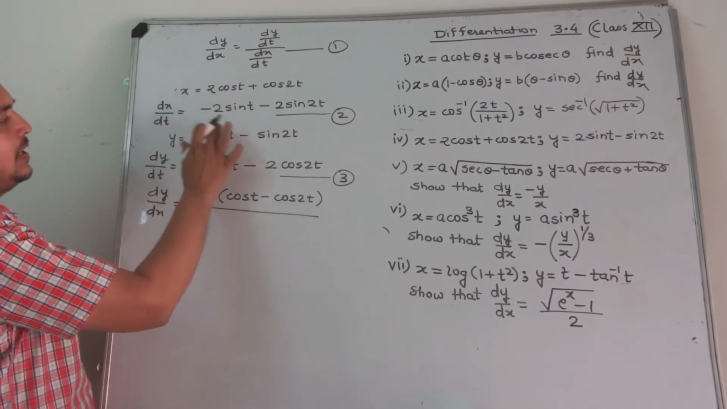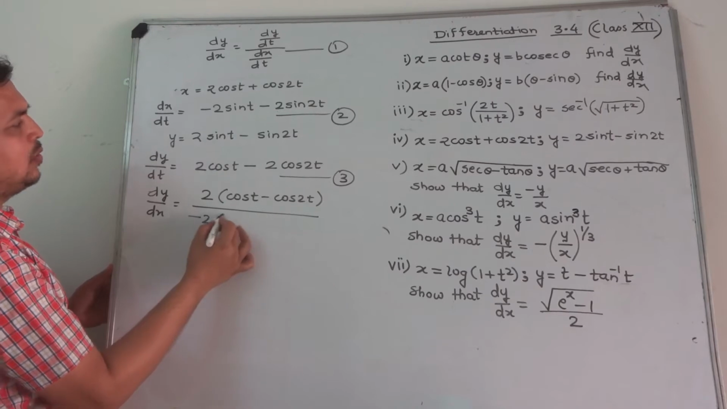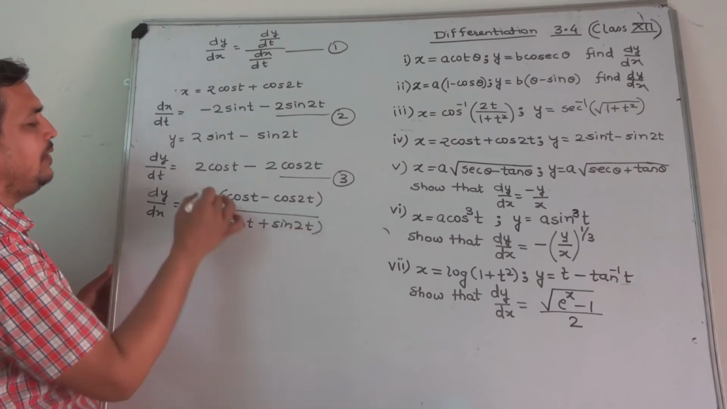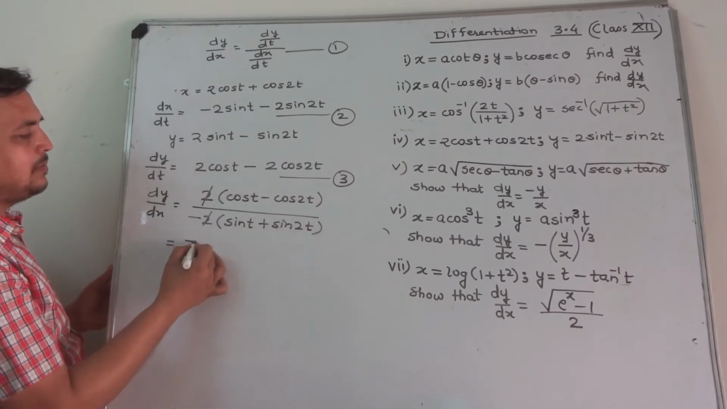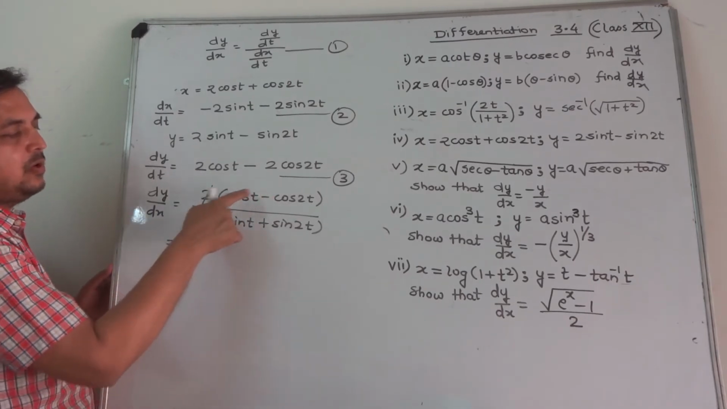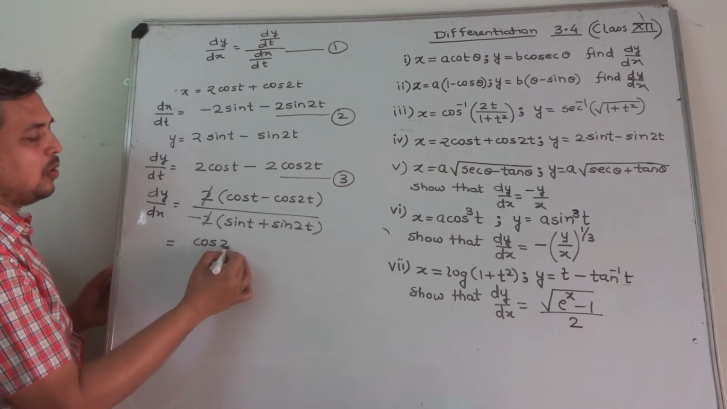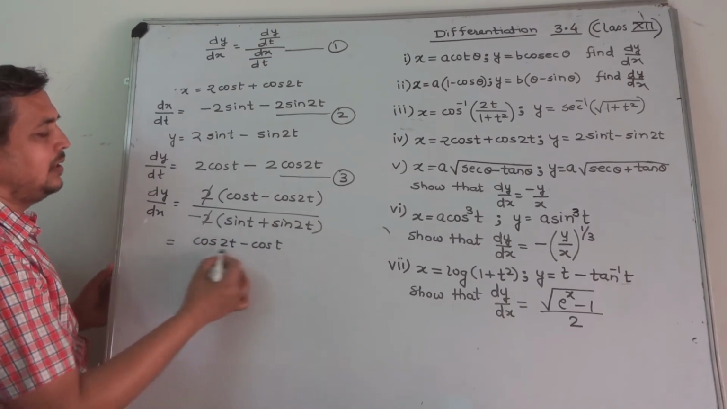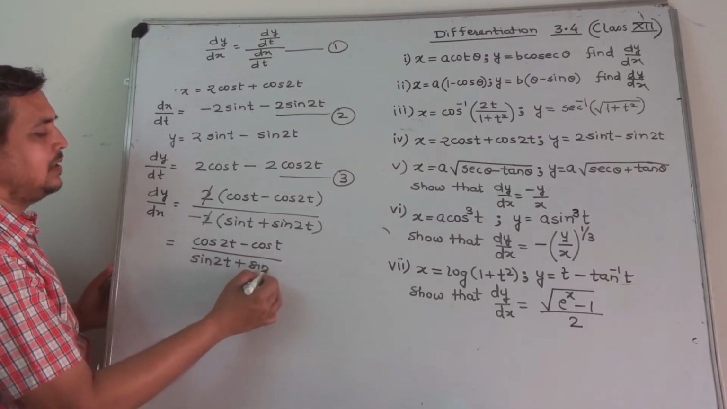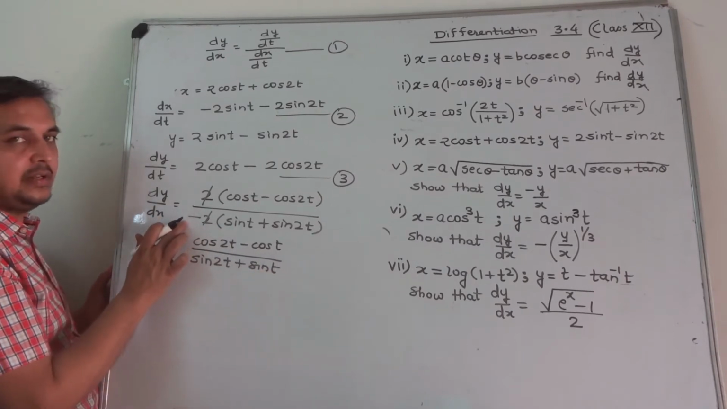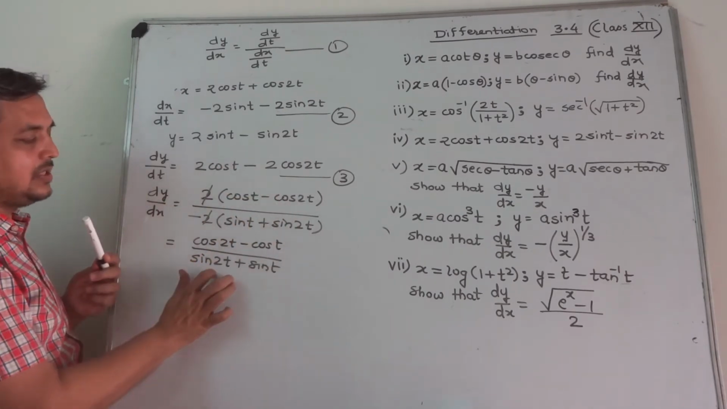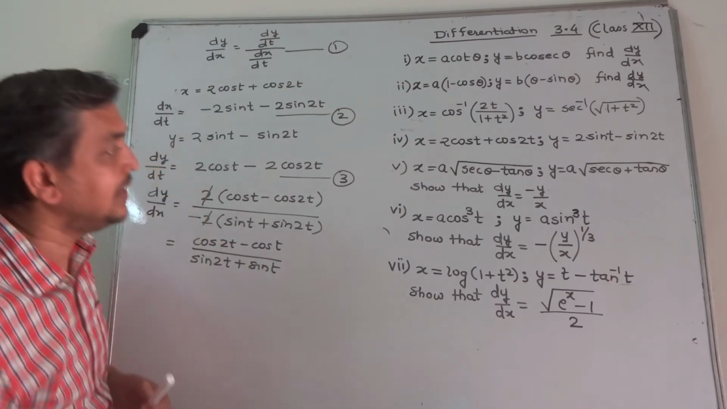upon dx by dt, which is minus 2 common, sin t plus sin 2t. We can cancel this 2 and the answer becomes minus of. Now we can take this minus inside the bracket, and we can write this as cos 2t minus cos t upon, the denominator can also be written as sin 2t plus sin t. We have adjusted this minus sign with the minus inside the bracket, so all signs are changed. So this is our final answer, dy by dx.